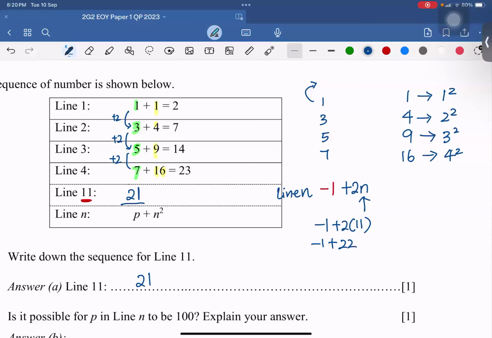If that is the case, line n will be what formula? n square. Yes, correct. It's n square. So line n is n square.